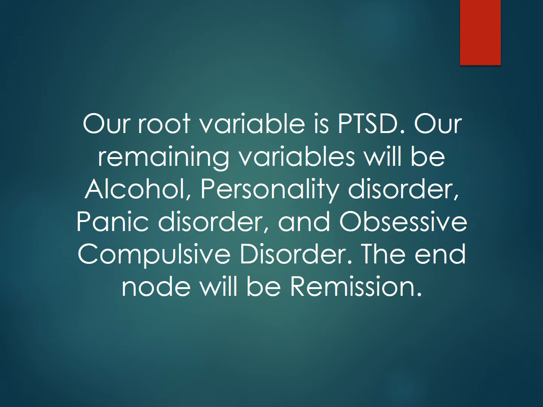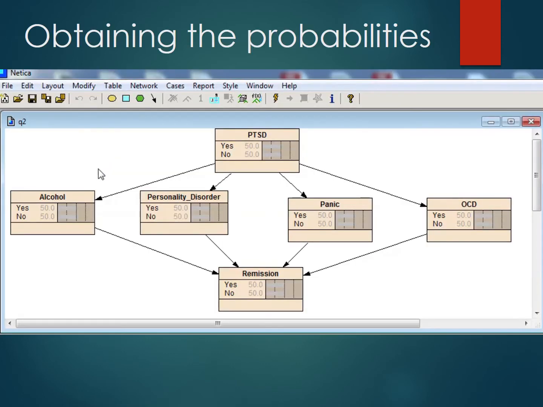So our root variable again was PTSD. Our remaining variables will be alcohol, personality disorder, panic disorder, and obsessive compulsive disorder. The end node will be remission. So after you've entered all the properties for the rest of the nodes, your network will look like this in Netica.